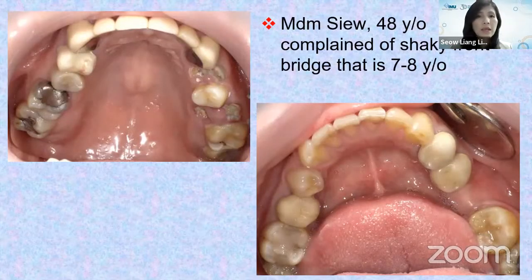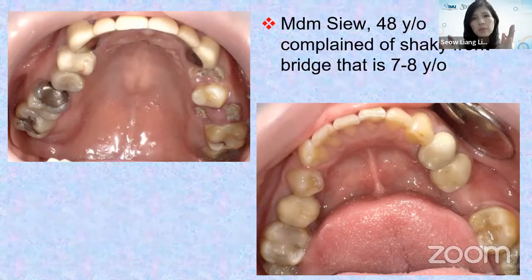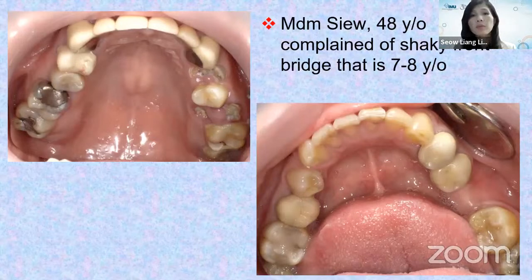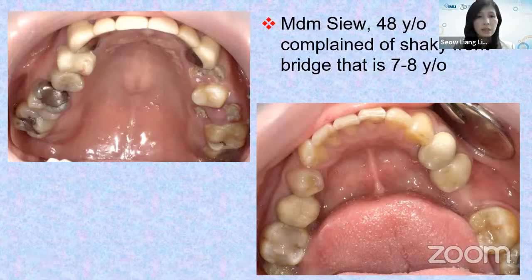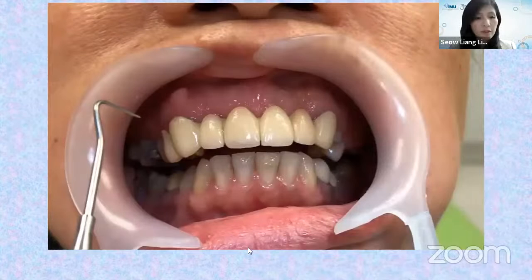So another case, this is Madam Sue, and she complained of a shaky bridge. The bridge is from canine to canine, 6 unit. Usually for fixed prosthesis, we say that for anterior it is maximum 6 units, canine to canine, and for posterior maximum 4 units. So this has been published in BDJ as a guideline. So Madam Sue has come in, complaining of a shaky bridge.